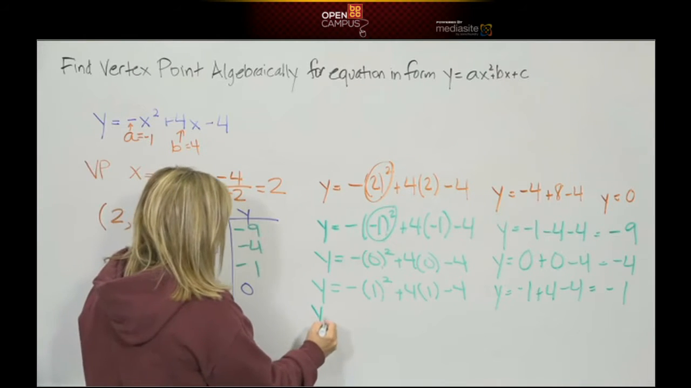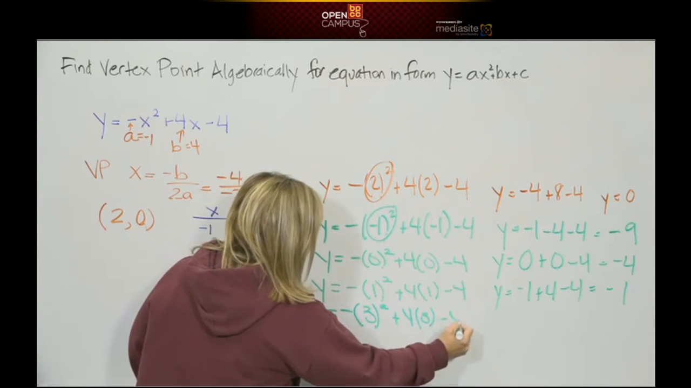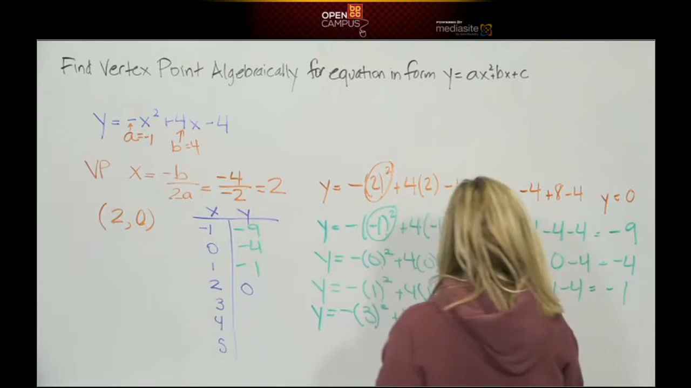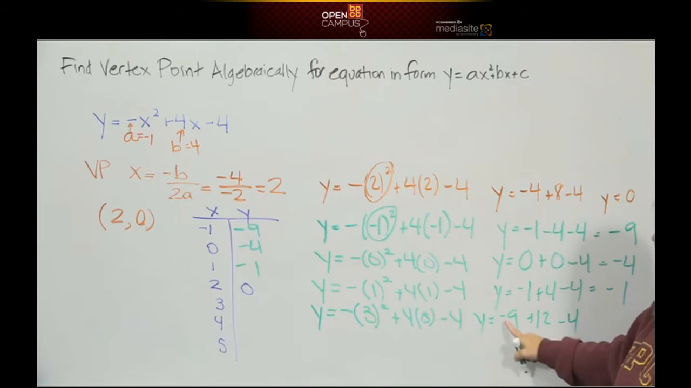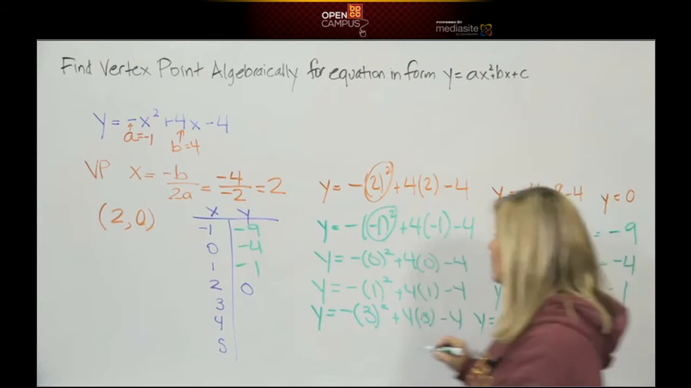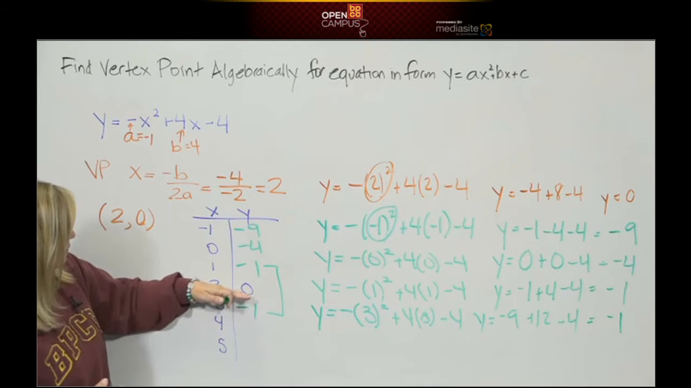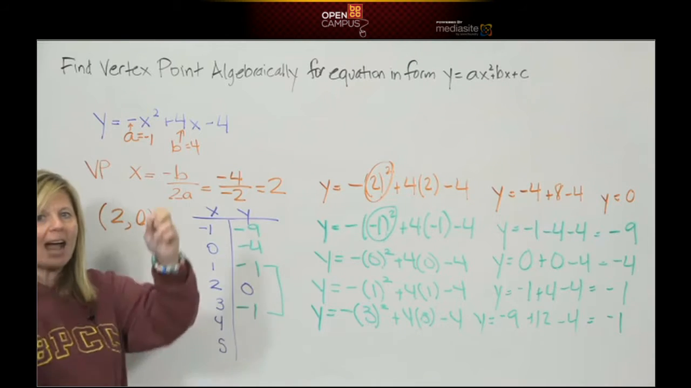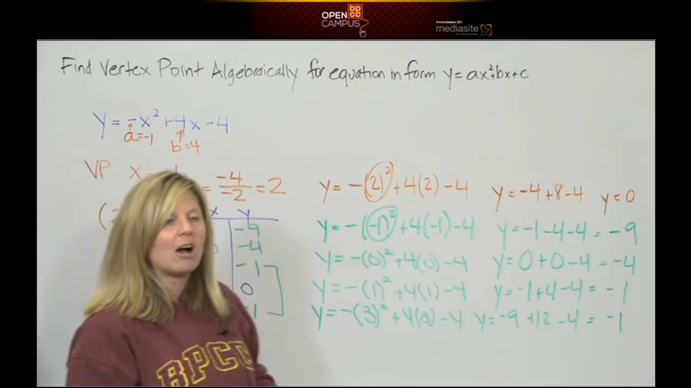If we substitute in 3, y equals negative 3 squared plus 4 times 3 minus 4. 3 squared is 9, and 9 times a negative would be negative 9. 4 times 3 is positive 12, minus 4. Negative 9 plus 12 would be 3. 3 minus 4 is negative 1. What do you notice is these guys are buddied up, which should be what happens. If this point (2, 0) is the vertex point, then the y value for this point and the y value of this point should match because they're going to be symmetrical. If they didn't match, that meant you made an error in your calculation.